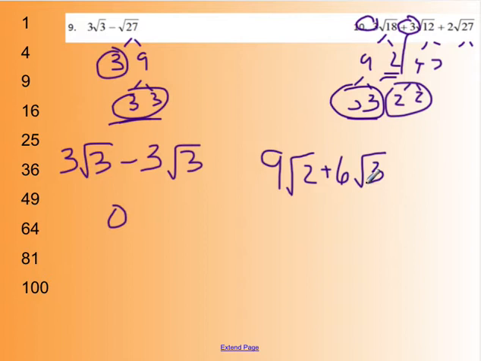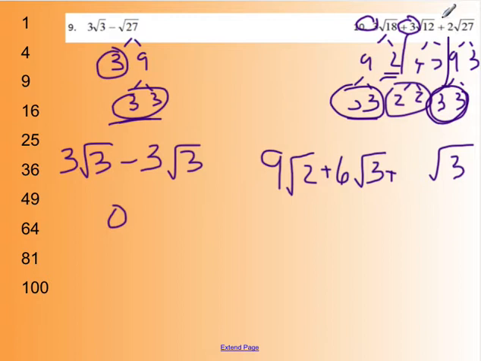Then from 27, I can do 9 and 3, and then 9 I can break down to 3 and 3. So I have a pair of 3's here. So I could take out a pair of 3's, and then left underneath the radical is 3. Okay, except, whoops, I forgot to multiply it by that coefficient. So when I take out a pair of 3's, I need to multiply it by the 2 that was originally on the outside, which is 6.